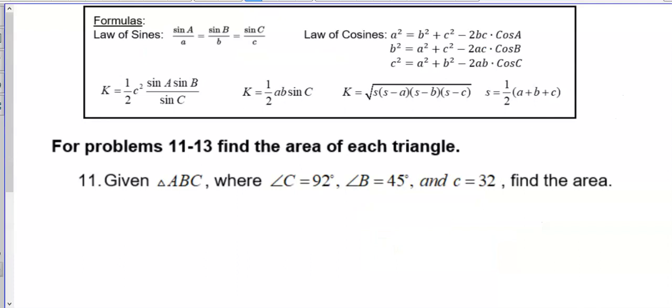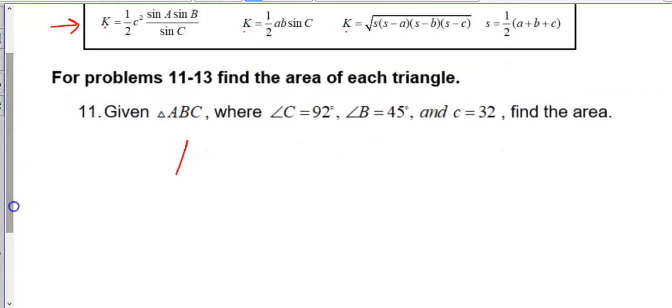And then finally onto the last page, numbers 11, 12, and 13, we're finding the area of each of these. So we're going to be looking down here in our formula. We're using K for area. K stands for area. Okay? So given triangle ABC, C is 92 degrees, B is 45 degrees, and little c is 32, we need to find the area.